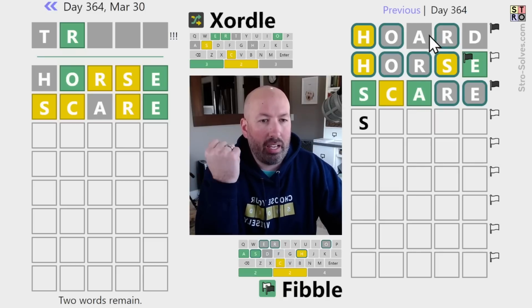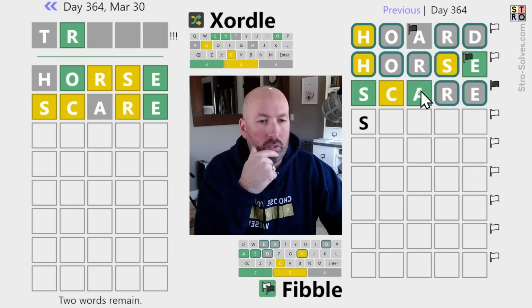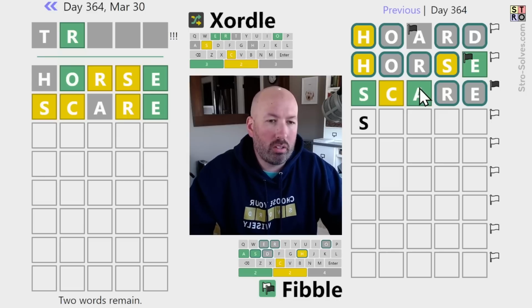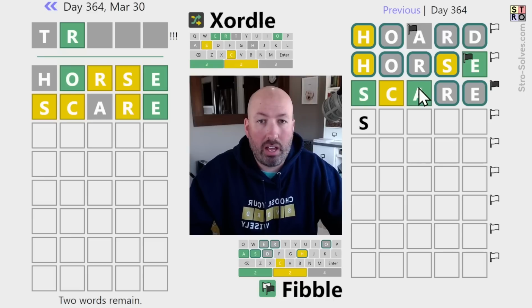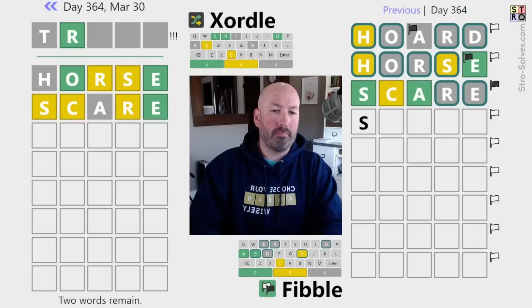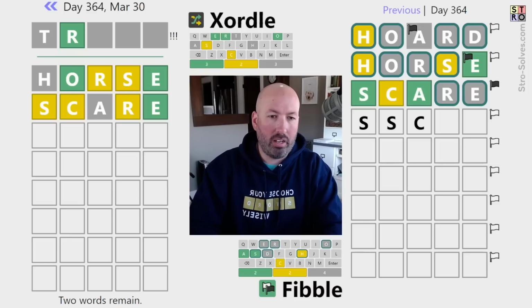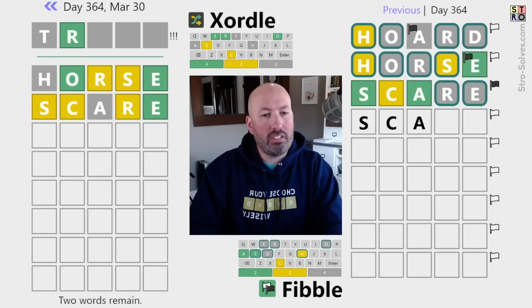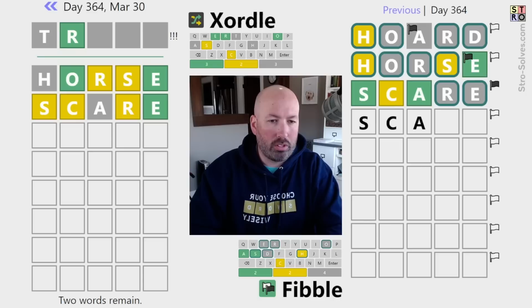So I think there has to be an A, which means this is a lie, this is true. Now we don't necessarily know that this A is true. It could be that it's a lie and it's supposed to be yellow. Well, the C could be, yeah, you could have SC, but if it's SCA, you'd have to have an H in there still. If the C is a lie and it's supposed to be green.